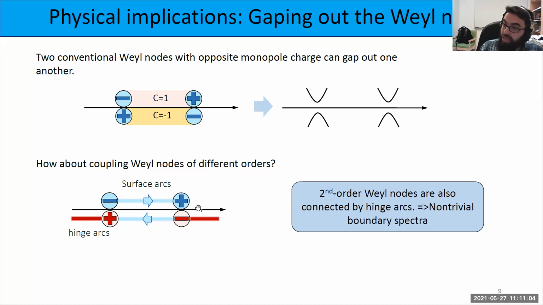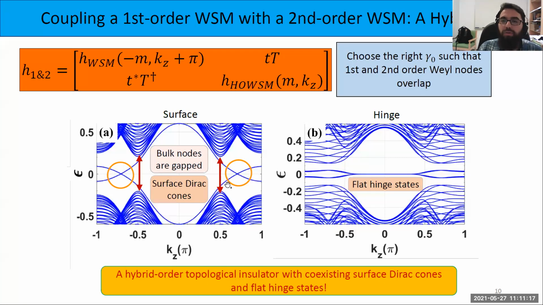What we're going to do here is ask the question: if I have a first order Weyl node and gap it out with a second order Weyl node, how are they going to behave? This is the first part. So what we're going to do is build this model. I put a regular Weyl semimetal here and a higher order Weyl semimetal here and try to hybridize them.